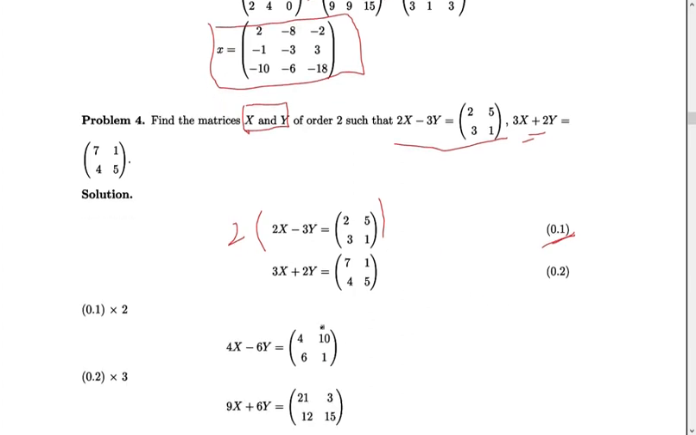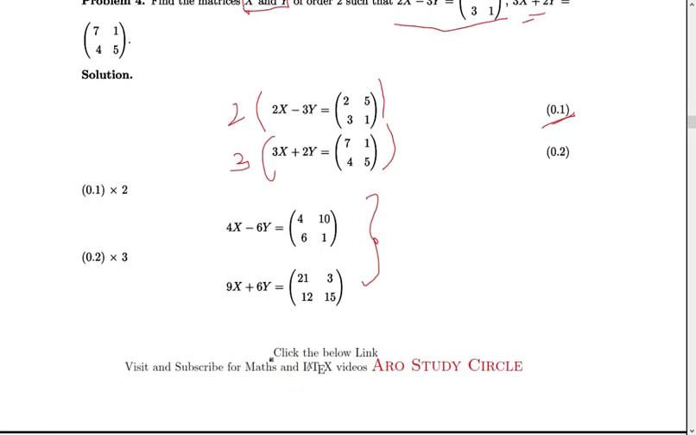Next I am going to multiply the second equation by 3. The output becomes 3 into 3, 9x plus 6y is equal to 21, since 3 into 7 is 21. Okay, and next I am going to add these two equations.